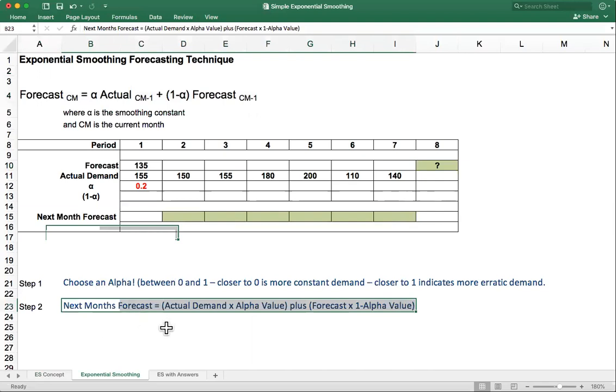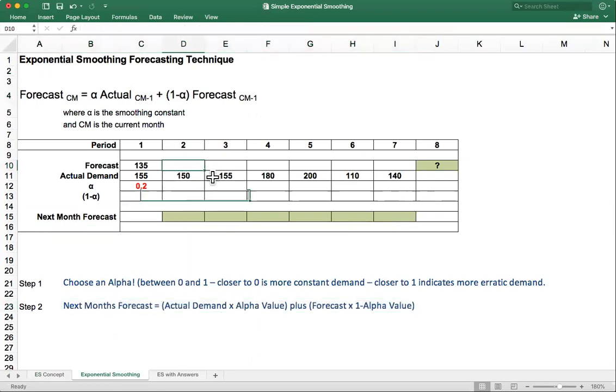Next month's forecast is equal to the actual demand times your alpha value of the previous period plus the forecast times 1 minus the alpha value. Okay, so what does that look like? So really, we know that if we're trying to create the forecast in period 2, it is a function of using our alpha against our actual demand and using 1 minus our alpha, which we'll calculate in a second, times what our forecast was. Okay? So it's two components. And you'll see that it gives weight. The sum of those two pieces is what ends up making your actual forecast for the next period.